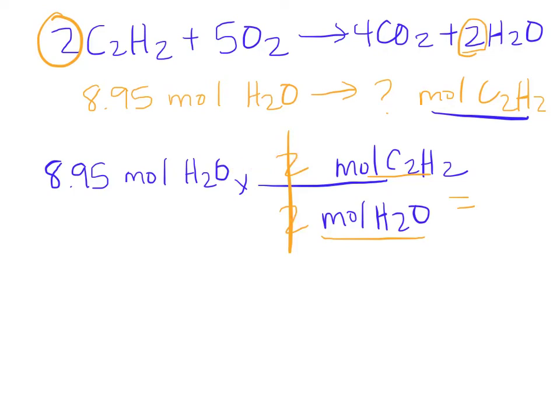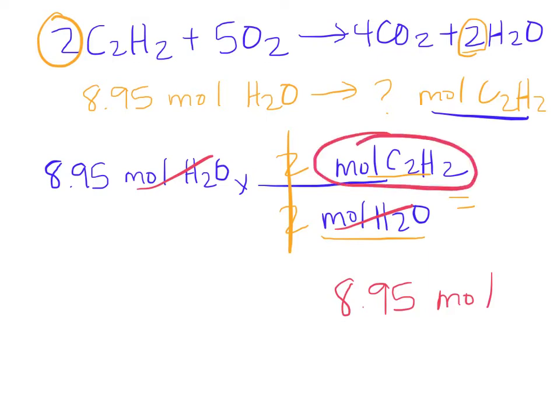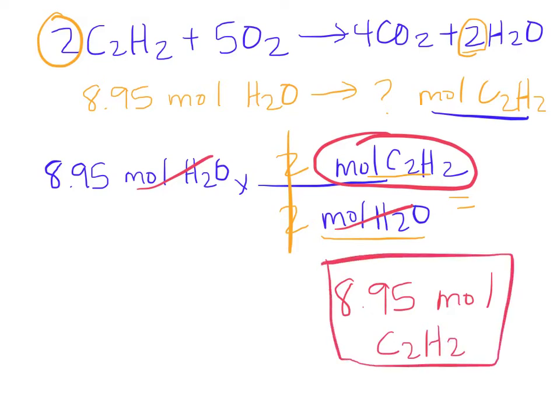And your final answer for this is going to be 8.95 moles. And notice that these were canceling out. We were just left in moles of acetylene. So our answer is 8.95 moles of acetylene. This is our final answer. And again, just a quick sig fig check. We have 3 sig figs here, 3 sig figs here, so we're good.